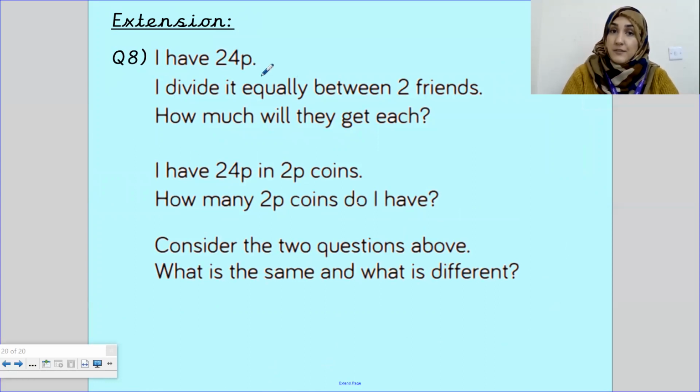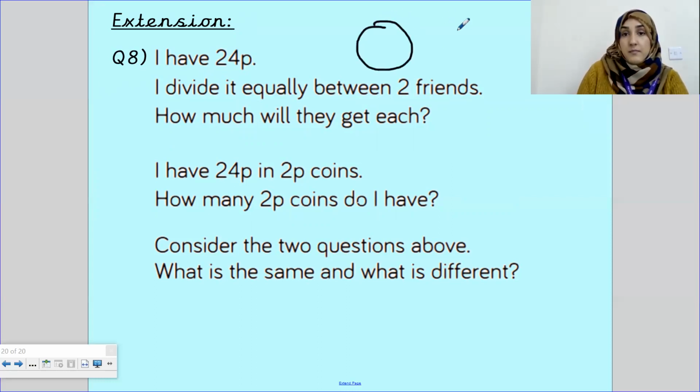So I have 24 pence. I divide it equally between 2 friends. How much will each get? So divide it between two friends. Now, in this one, you need to draw two groups and share them equally. So share one penny at a time for each group.